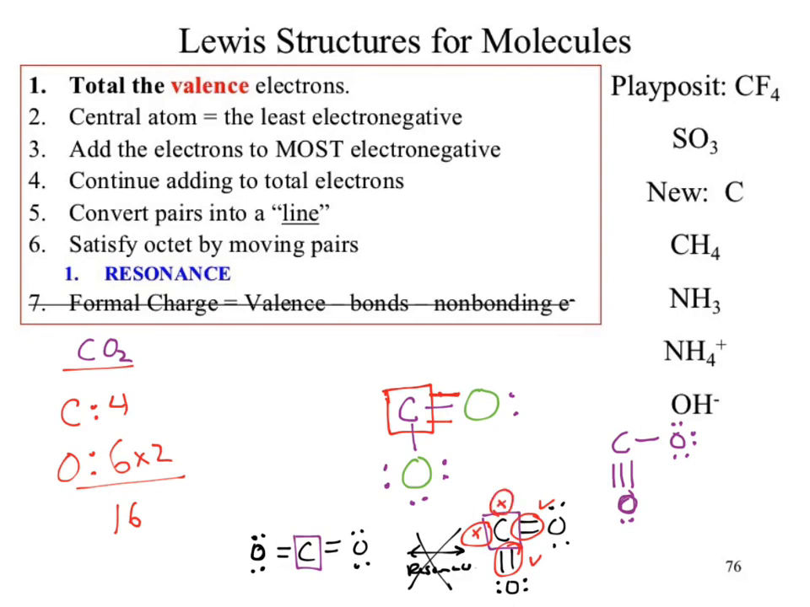How many groups of electrons? 2. What shape does that mean? Linear. Did I draw that molecule in a linear representation? No, I drew that kind of triangular-ish. Okay? So my drawing doesn't accurately reflect the shape.